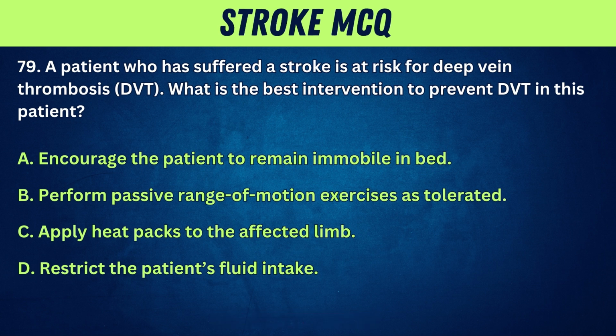79. A patient who has suffered a stroke is at risk for deep vein thrombosis, DVT. What is the best intervention to prevent DVT in this patient? A. Encourage the patient to remain immobile in bed. B. Perform passive range of motion exercises as tolerated. C. Apply heat packs to the affected limb. D. Restrict the patient's fluid intake.